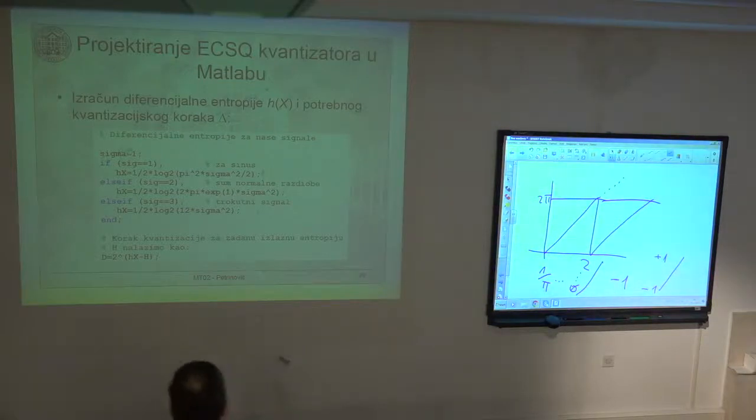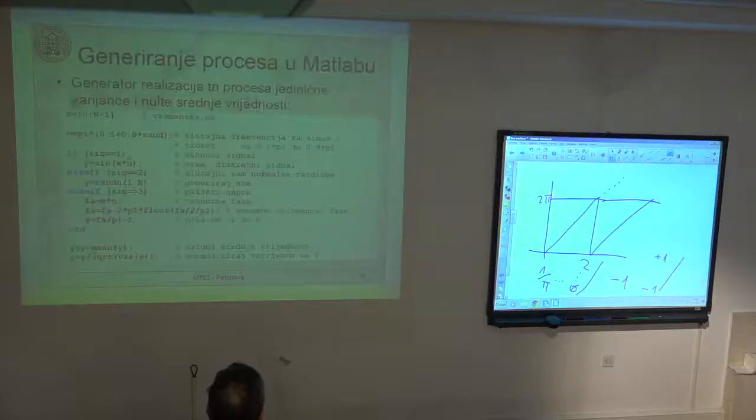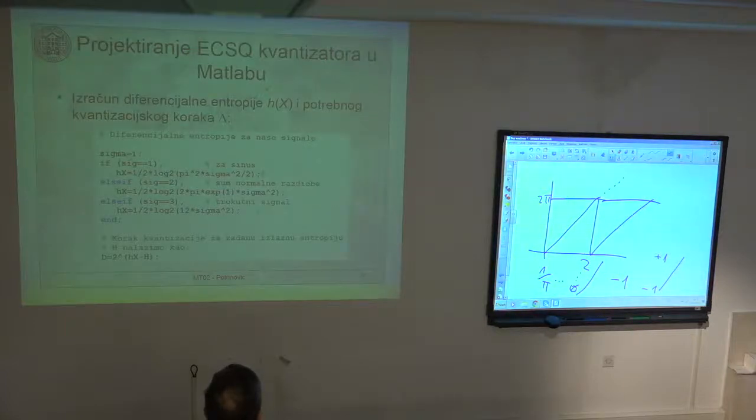It is just written for the general case. If sigma were not unit variance, then I would have this sigma squared also in the expression for the differential entropy. But in my case, sigma is equal to 1 because all of these three signals are normalized to unit variance. And for that reason, I can say, okay, sigma is equal to 1.